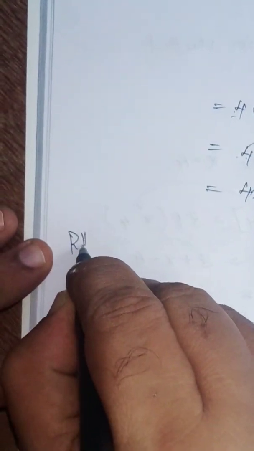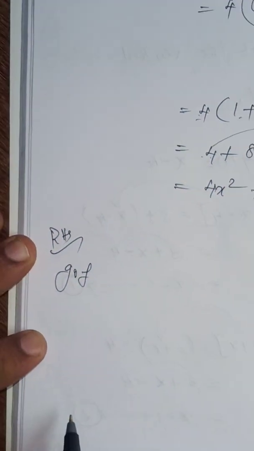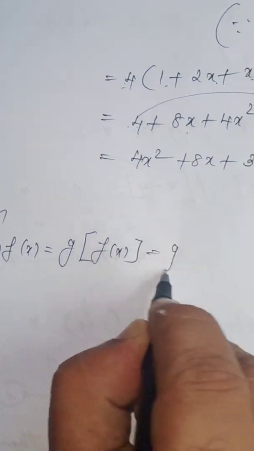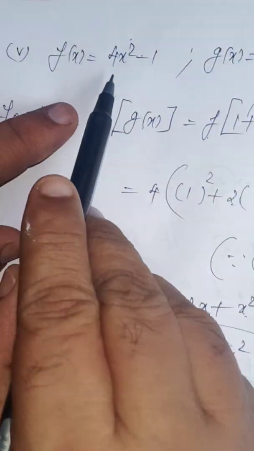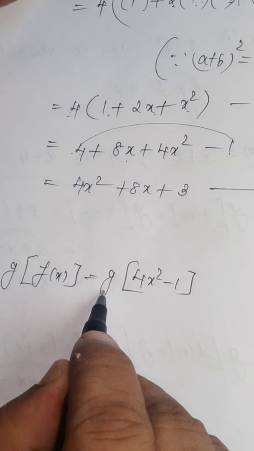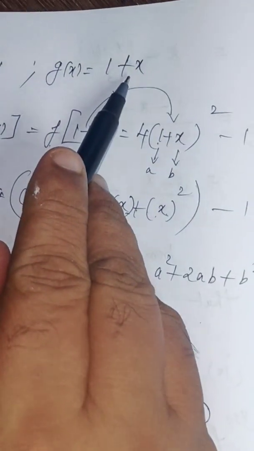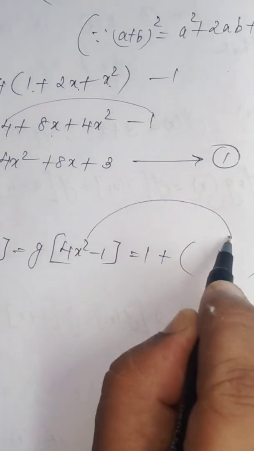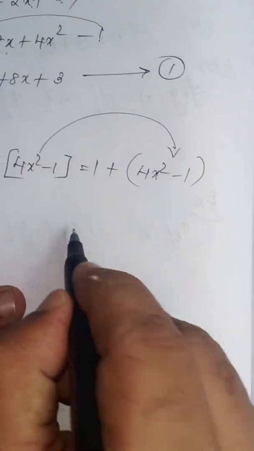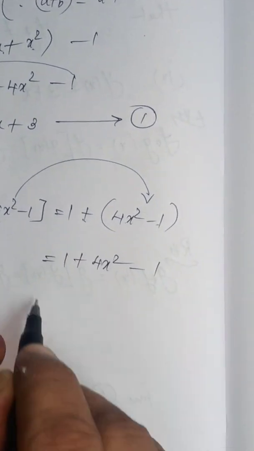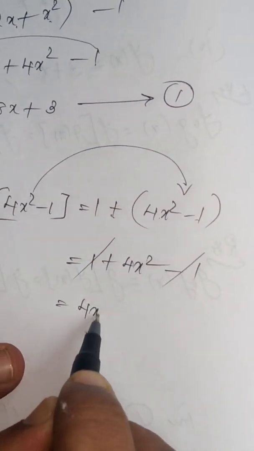Now this is LHS. Now RHS. We have to find out g dot f. Introduce x, g. Within brackets f of x. That f of x can be replaced by 4x square minus 1. The only function outside the brackets is g. So go to g: 1 plus x, that x can be replaced by brackets. 1 plus brackets. Inside the bracket, what I have typed: 4x square minus 1. That equals 1 plus 4x square minus 1. Plus 1 minus 1 get cancelled. We have 4x square. Let it be number 2.